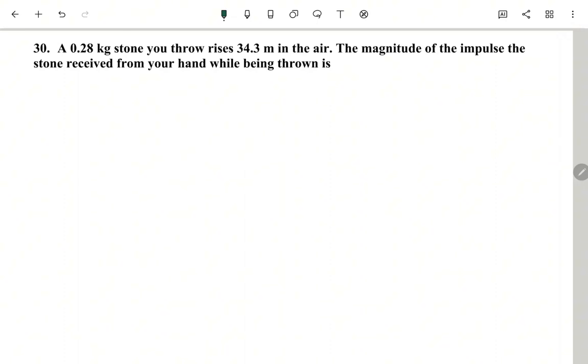A 0.28 kilogram stone you throw rises 34.3 meters in the air. The magnitude of the impulse the stone received from your hand while being thrown is. Now let's calculate the impulse right here, equal to P2 minus P1, and you substitute the numbers. It's 0.28 times 0 plus 0.28 times V. Now we need to find how much V is in this situation here.